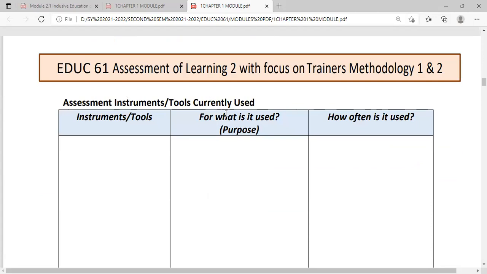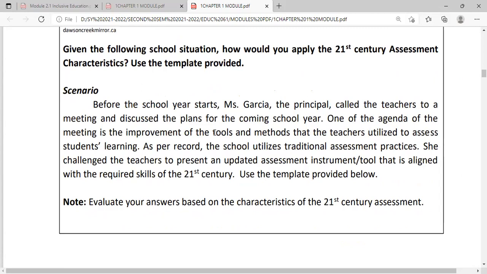Assessment instrument tools currently used. So, for example, naman tayo scenario 3.